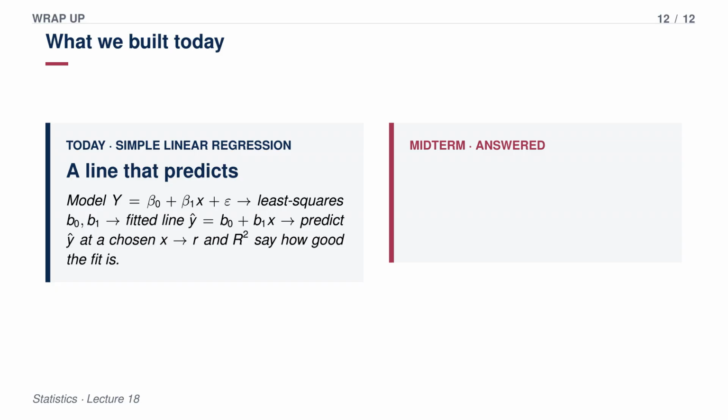So the whole arc of today, start with the model. Y equals beta-naught plus beta-1x plus epsilon. Least squares turns a sample into estimates, b-naught and b1. That gives the fitted line. Y hat equals b-naught plus b1x. Plug in an x and you predict a y. And R squared tells you how much to trust that prediction.